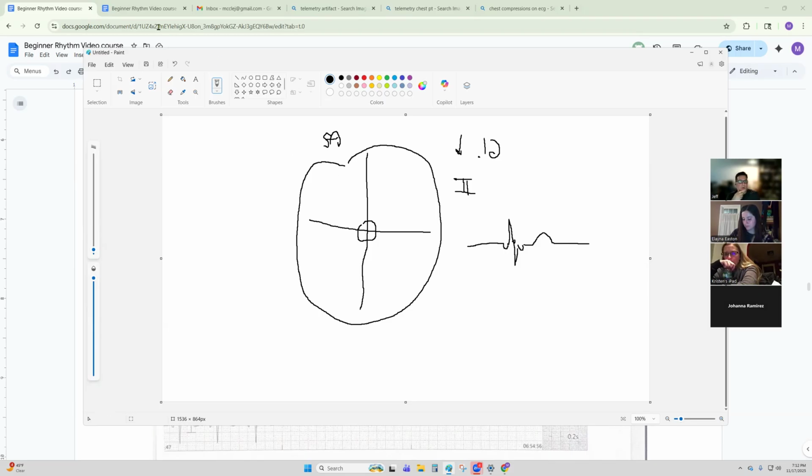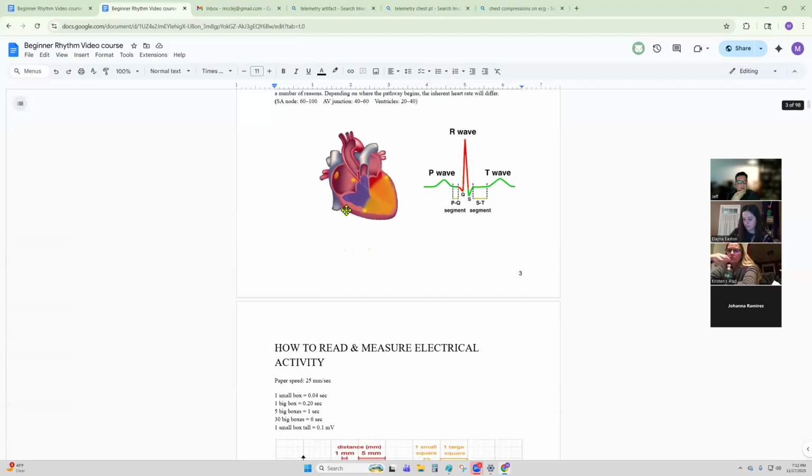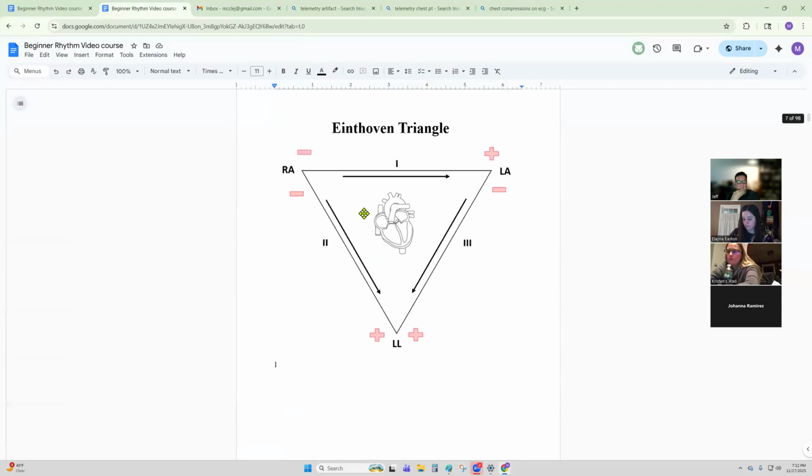Because normally with your lead 2, anytime something flows towards a positive, let me actually bring up this triangle. So lead 2 goes from the right arm to the left leg, and it flows towards a positive. Because normally a P wave happens in the SA node, and it leaves the SA node, atrial chamber, goes down to the ventricles, flowing towards that positive, the left lower. That creates that positive P wave. Anytime something flows towards the positive, it has a positive P wave.